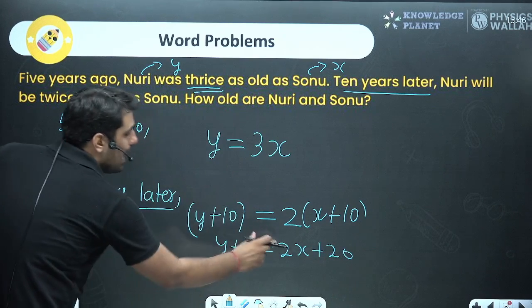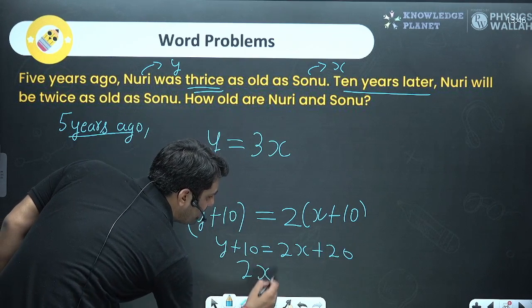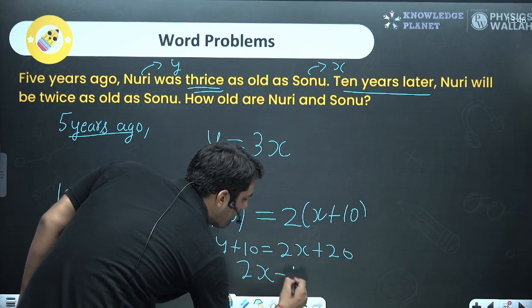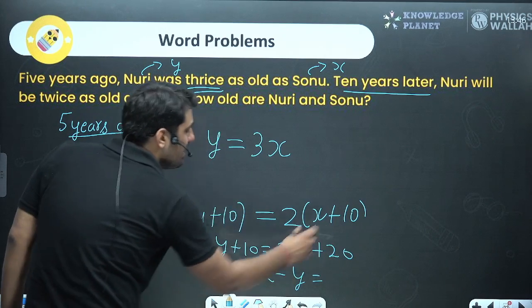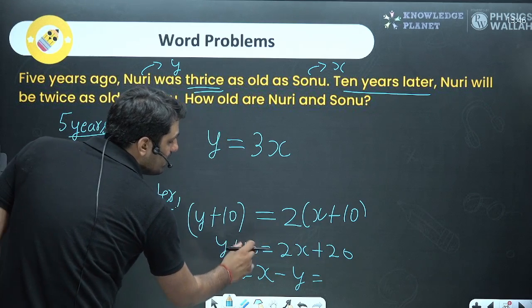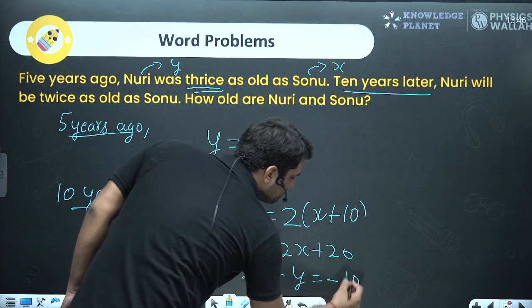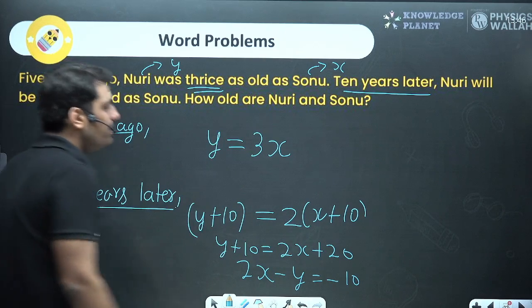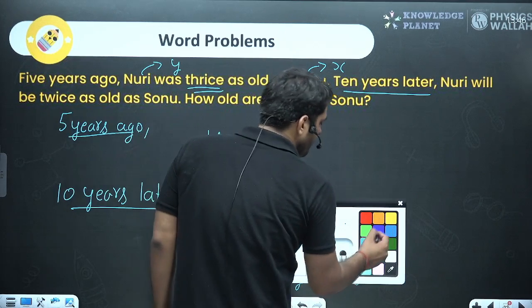From here, I can write the equation as 2x minus y. This 20 is going to the other side, so here it becomes negative. So minus 20 plus 10, minus 10. We have the equation over here.